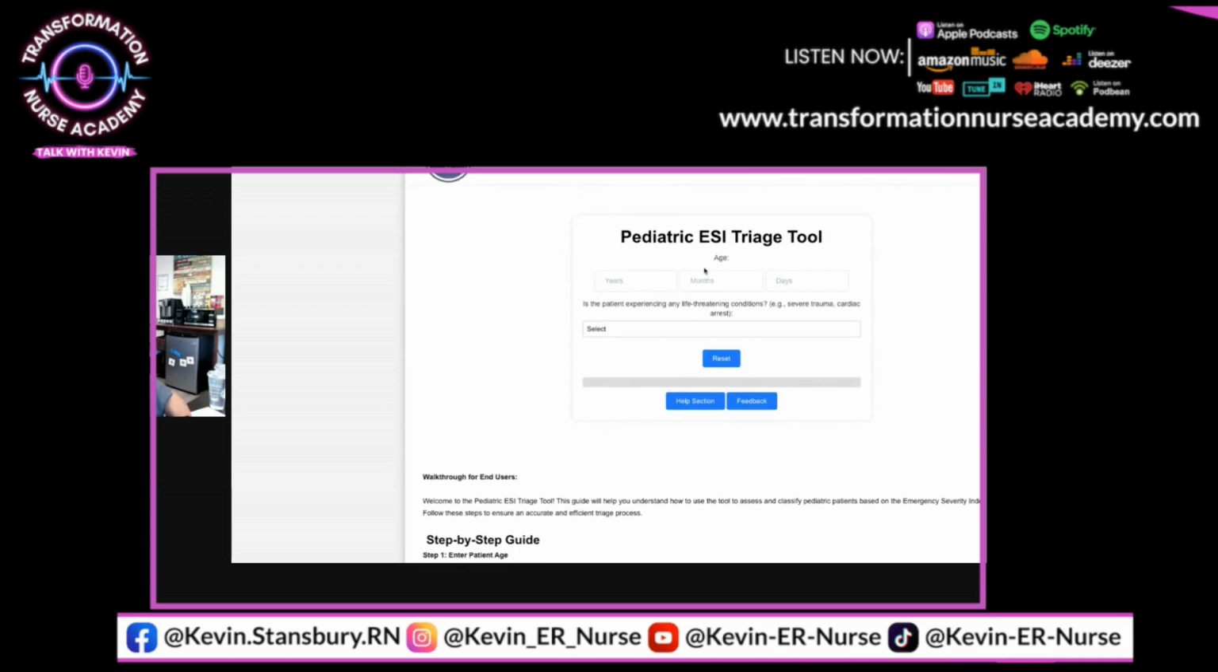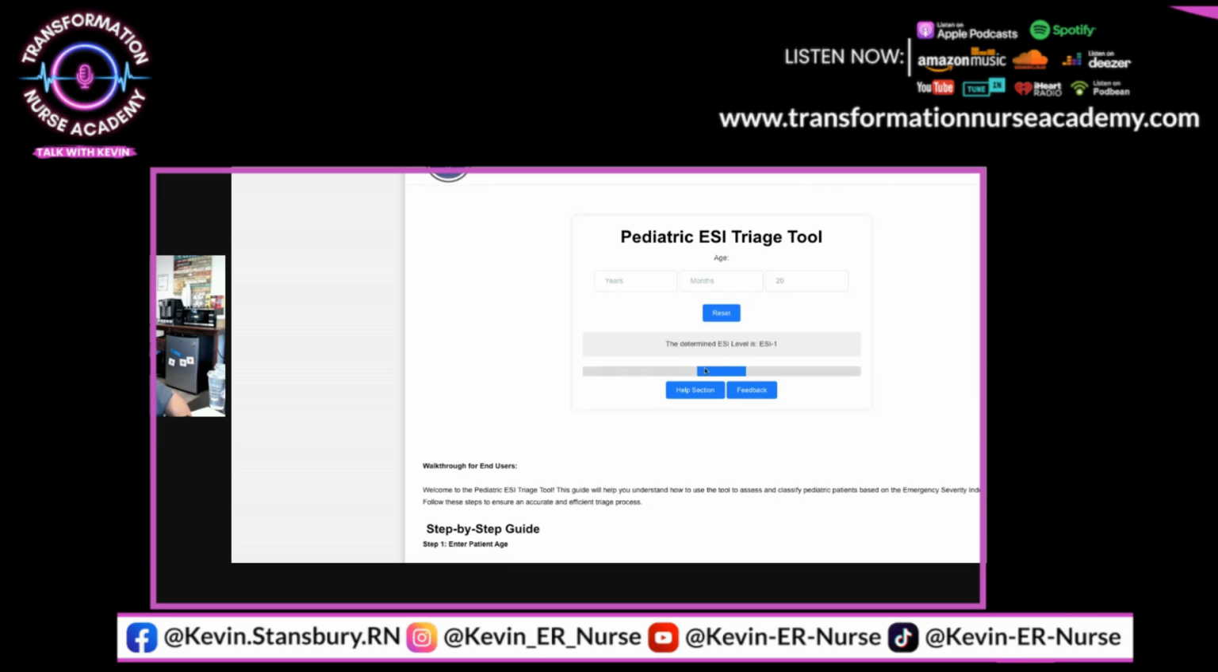So I have it broken down by age. You can do years, months, and days. So we have neonates, 0 days to 28 days. I'm going to put 20 days. And then it says, is the patient experiencing any life-threatening conditions such as severe trauma, cardiac arrest? I'm going to select yes. And you can see that it automatically puts the child at ESI level 1.